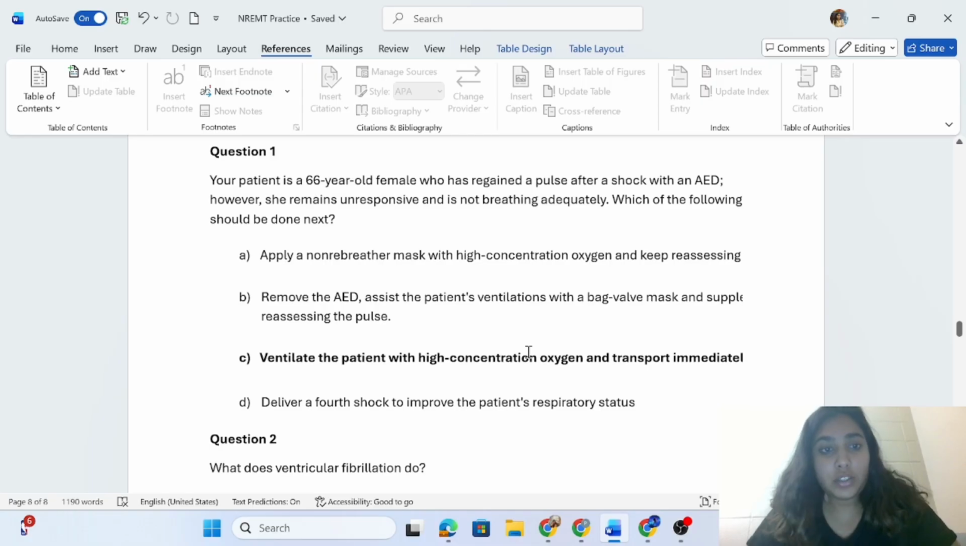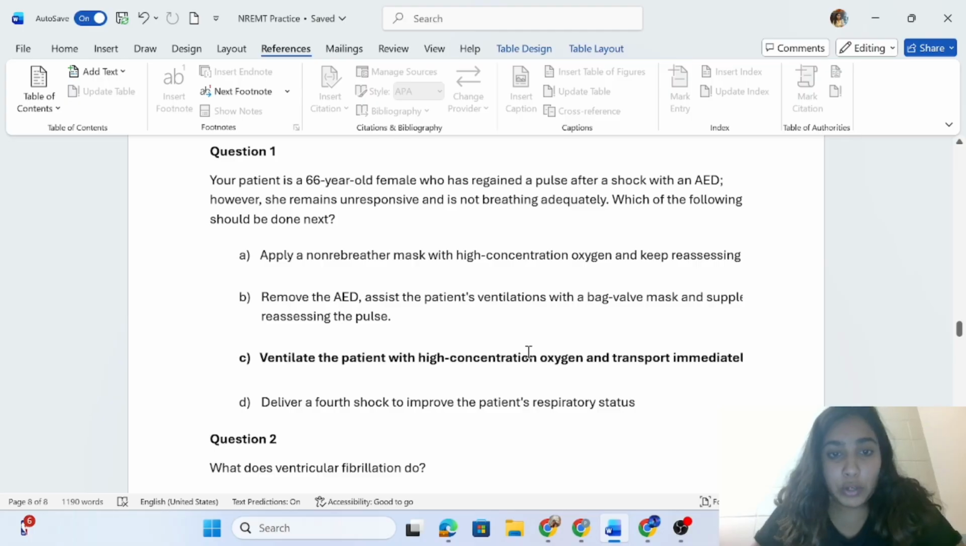Question 1. Your patient is a 66-year-old female who has regained a pulse after a shock with an AED. However, she remains unresponsive and is not breathing adequately. Which of the following should be done next?